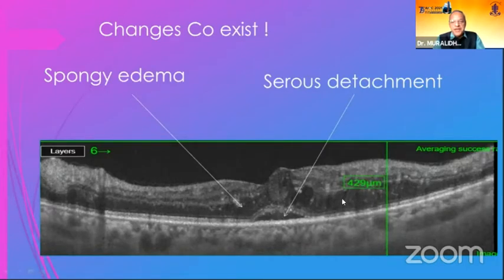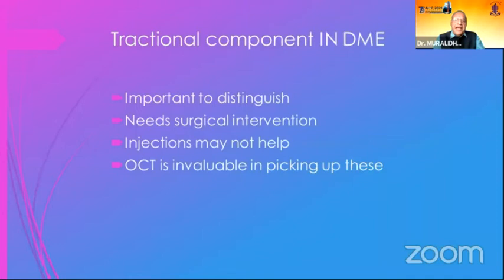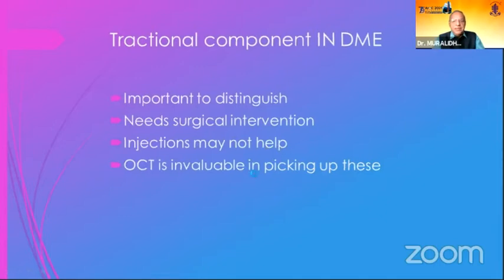This patient has spongy edema. This patient also has subfoveal serous detachment. So it is quite usual to see a combination of these factors. And what you have to see is which is the predominant type of swelling that this patient has, and that may have a bearing on managing the patient in the best possible way. The tractional component in DME is something that we need to pick up because it needs surgical intervention, and injections may not help. And OCT is definitely invaluable in picking this up.